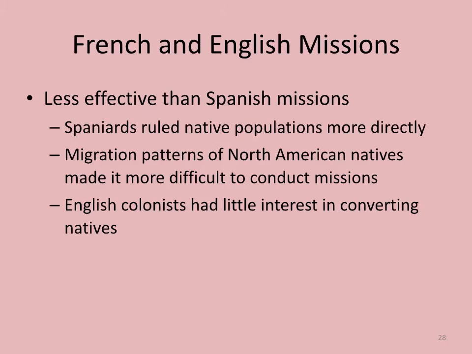Now, the French and the English missionaries are going to be less effective than the Spanish missions. The reason is that the Spaniards ruled native populations more directly. They were hands-on, completely involved in everybody's business. The English and the French are way more hands-off. Now, the migration patterns of North American natives also made it more difficult to turn them into Christians because they kept moving around on a regular basis. Now, English colonists had little interest in converting natives. They really just wanted them to go away. The French are going to make a little bit of effort, but it's the Spanish who really push for it.